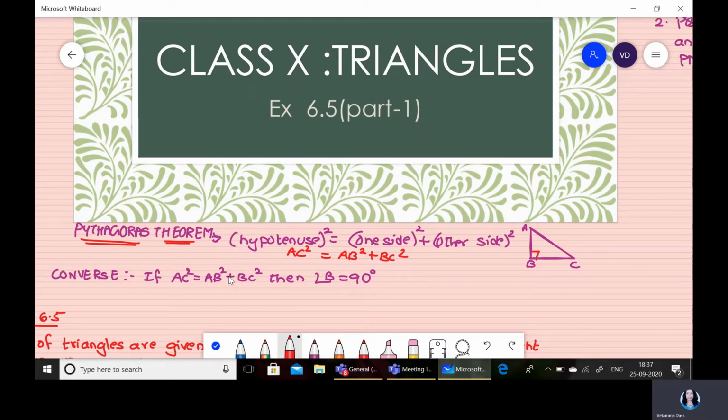So here, to solve exercise 6.5, these two theorems are most important: Pythagoras theorem and its converse. Whenever you have to prove that an angle is 90 degrees or a right angle, we have to prove that the square of the hypotenuse, or the longest side, is equal to the sum of the squares of the other two sides. If this condition is not satisfied, we will say that the triangle is not a right angle triangle.